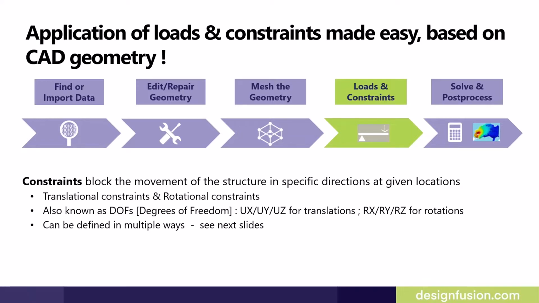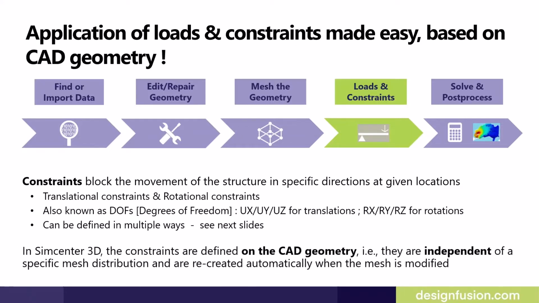We also call it degrees of freedom. To define the joints and connections available in a structure or assembly, we have to define different types of constraints, and there are multiple ways to define a constraint. We will see it in the next slide. The important thing is, in Simcenter, the constraints are defined on CAD geometry, and they are independent of specific mesh distribution. So if there is some change later on in the geometry, the constraint will automatically update.